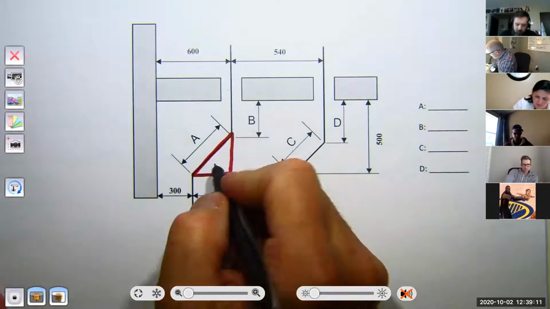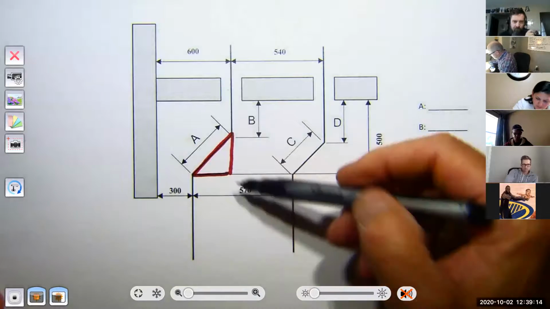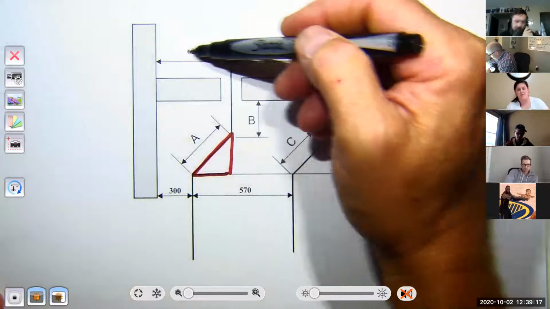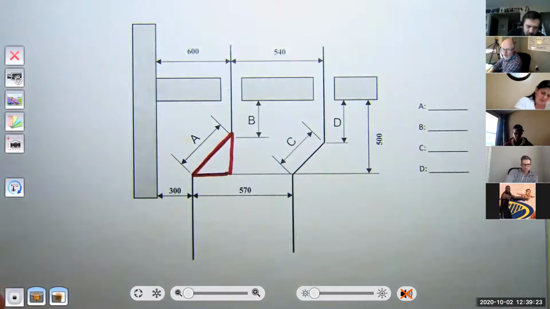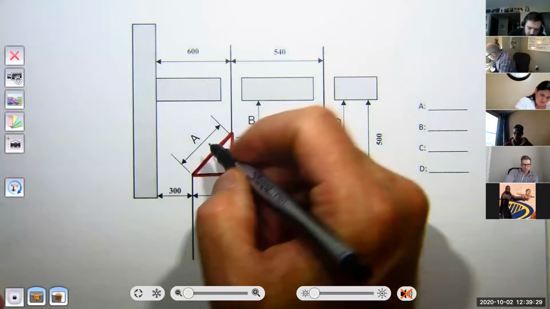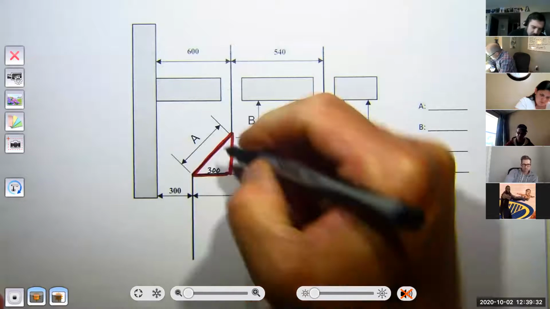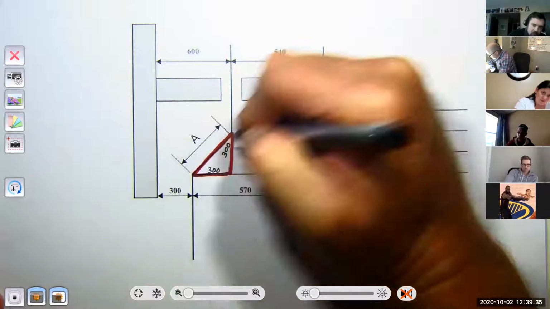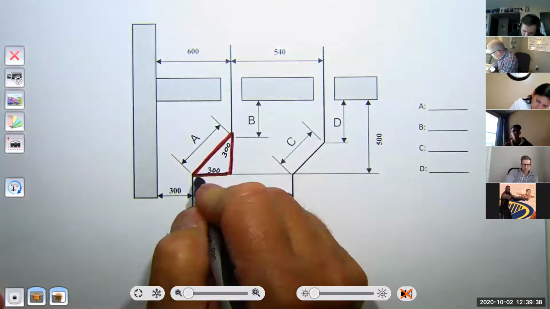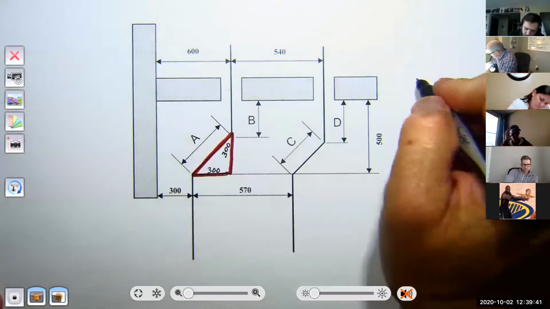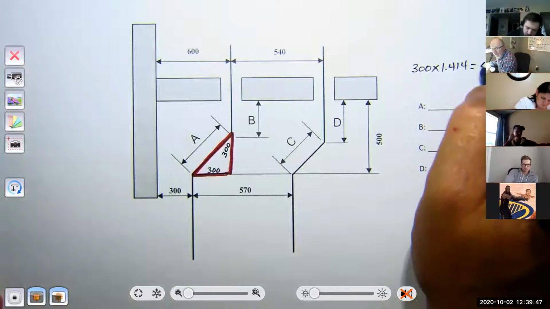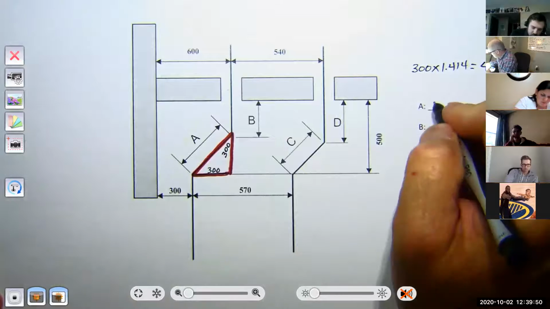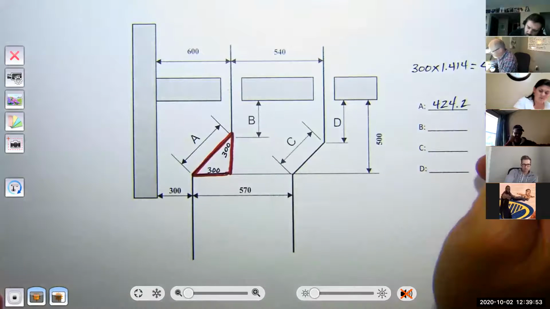Now, I'm going to need a run here. I'm going to need to know this measurement, and I could simply go 600 minus 300. Makes this 300 and makes this 300. Right? These both lines have to be 300 each. So A is simply 300 times 1.414, which makes that 424.2. A is 424.2.